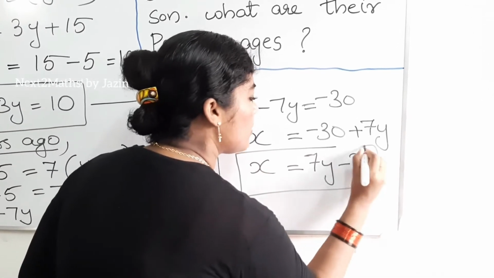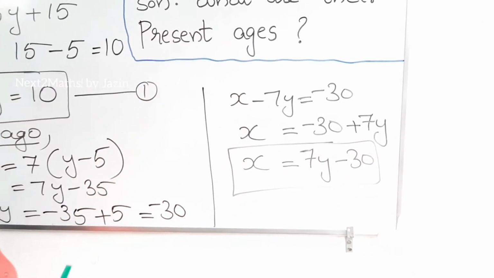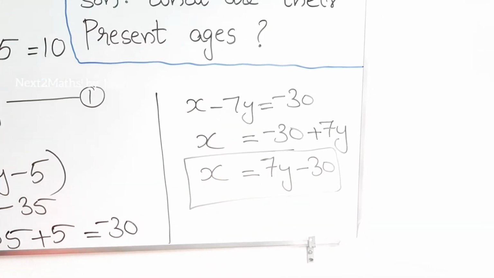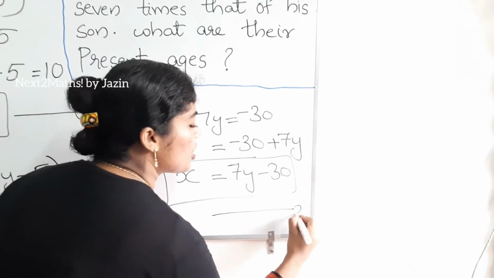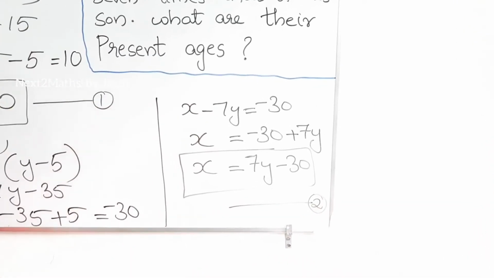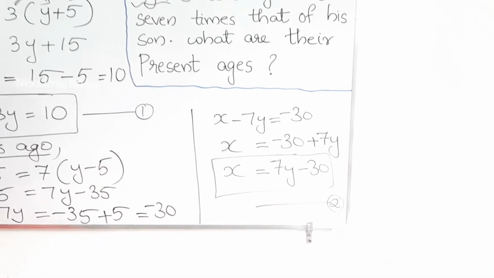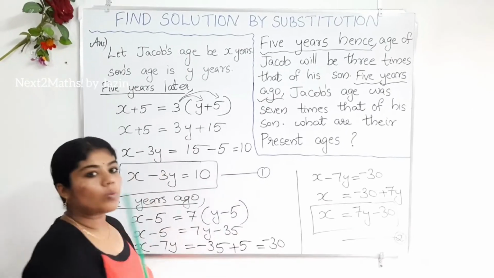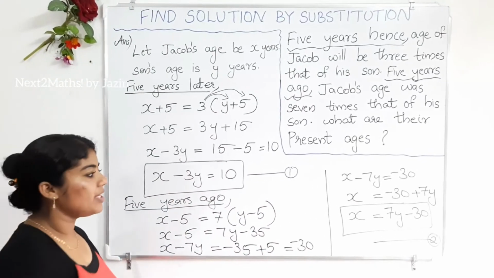If you get x, you can do the substitution method. That's why we wrote it like this: x equal to 7y minus 30. That is our equation number 2. So we got two equations, equation number 1 and equation number 2.